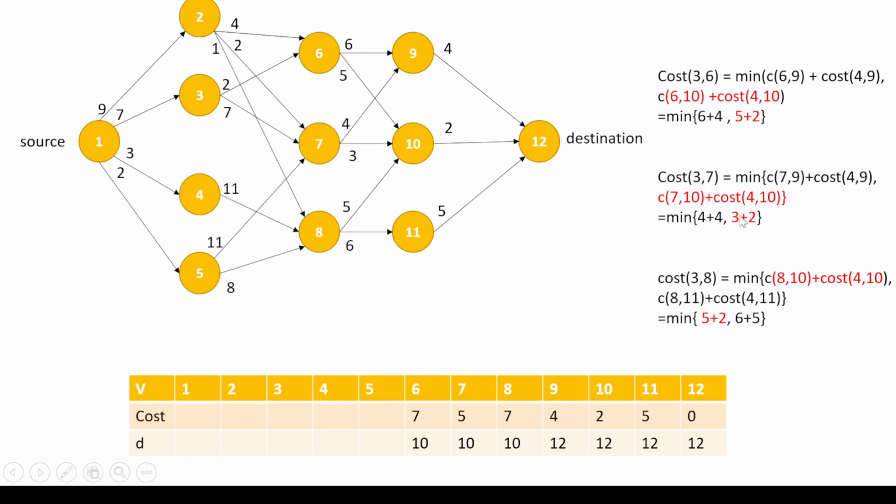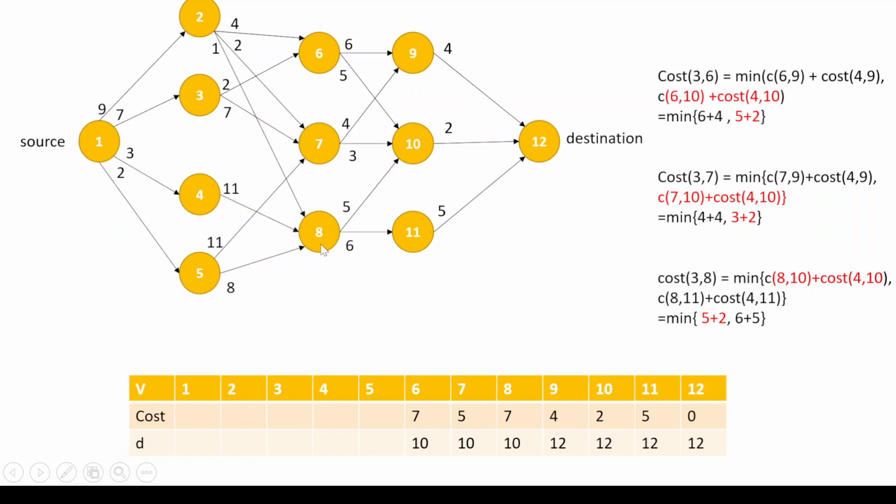So what is the cost I got? 3 plus 2, 5. So in 7th vertex, I'll write the cost is 5. And moving through which vertex I get the cost? Moving through 10th vertex. So I write 10 here to say through which vertex I am going to the destination.